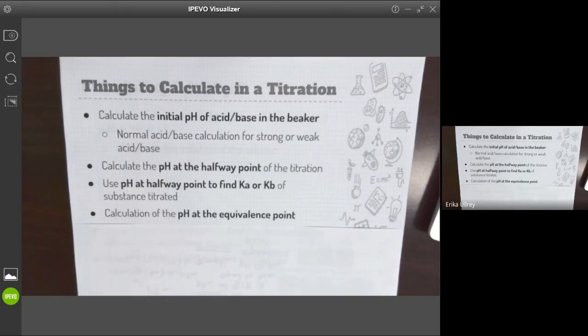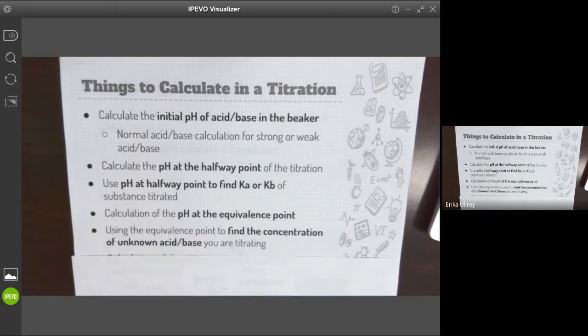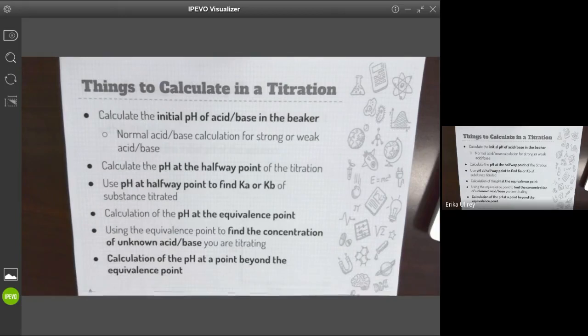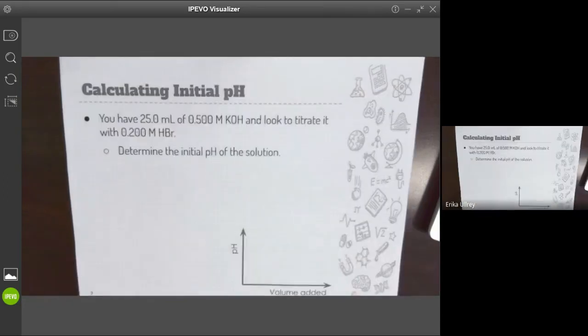You should be able to calculate the pH at the equivalence point. You should be able to find the concentration of the unknown acid or base that you are titrating. And then you should be able to calculate the pH at the point beyond the equivalence point when we have excess acid or excess base. So those are all the places that we should be able to do that. Okay, so we're going to go through and we're going to talk about how to do that.